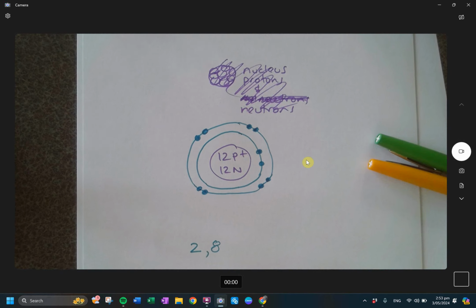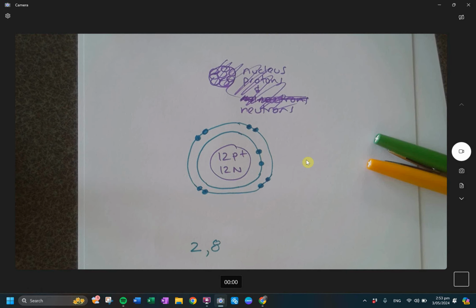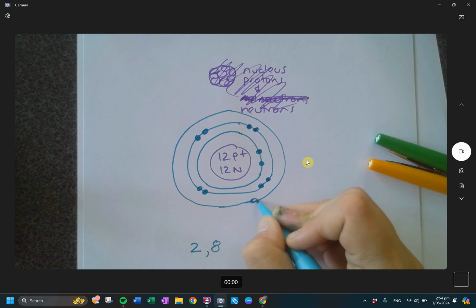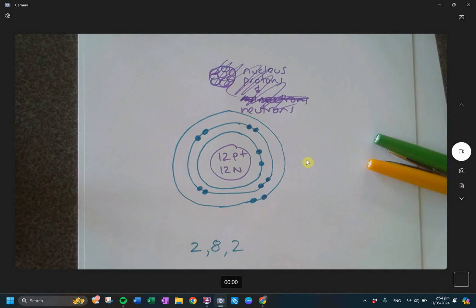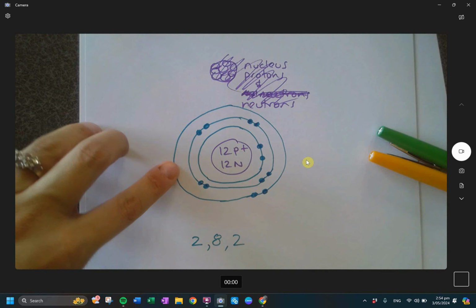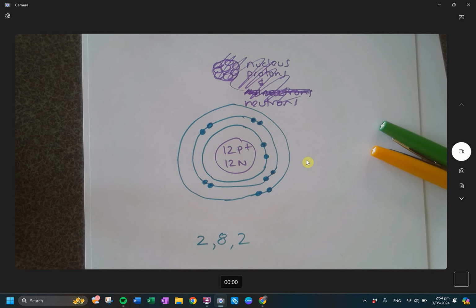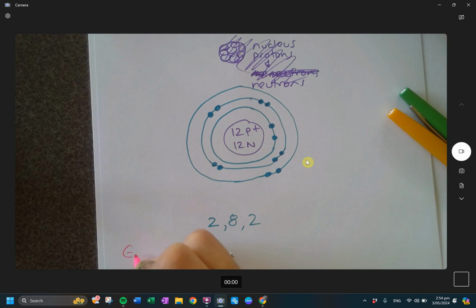All right. Do I have enough electrons yet? How many more do I have? 2. So I draw another shell, and I'm drawing 2. Like that. So this is my drawing. This is the electron configuration. It is 2, 8, 2. All right, just as a general rule, that works out to calcium.